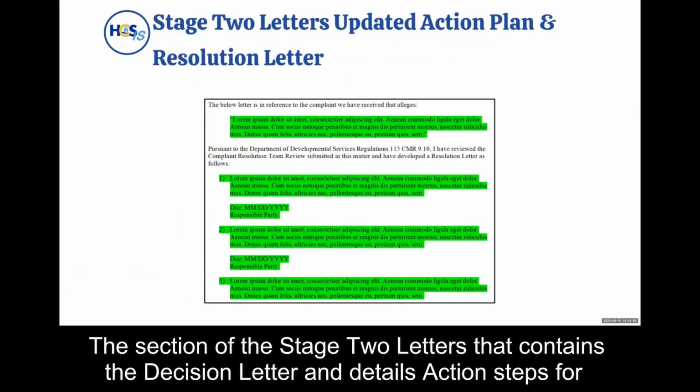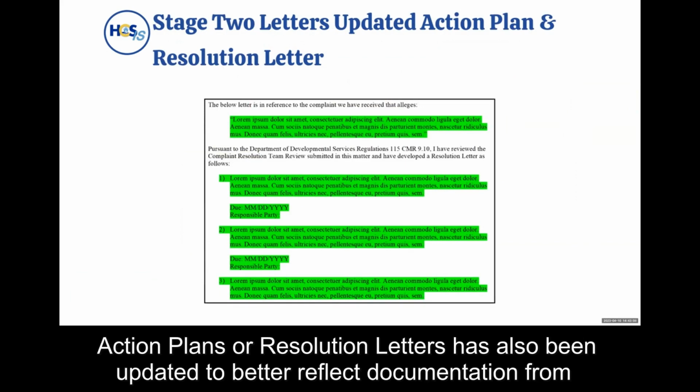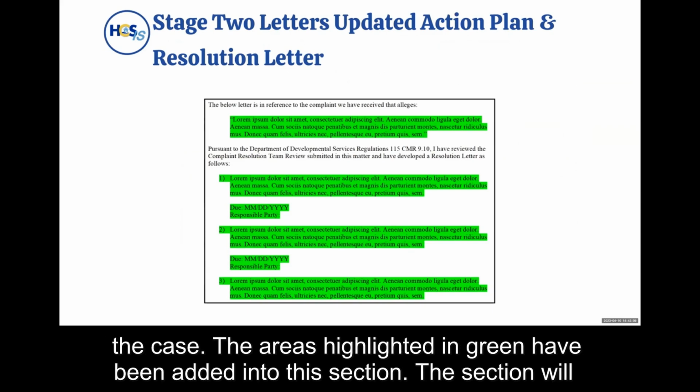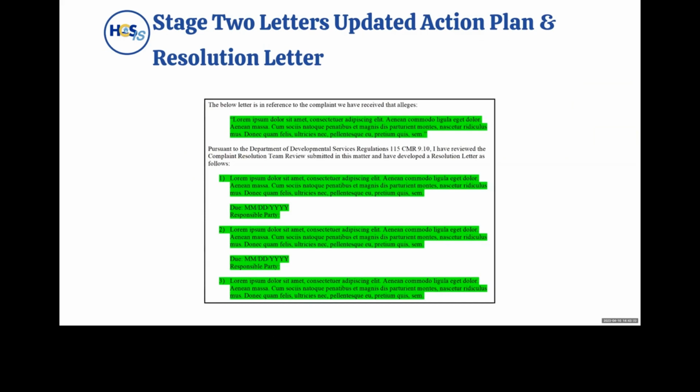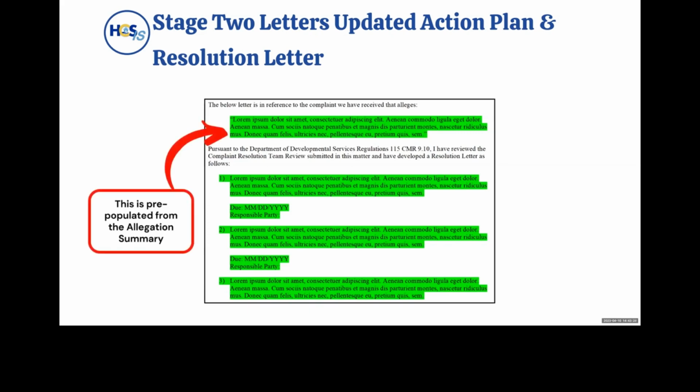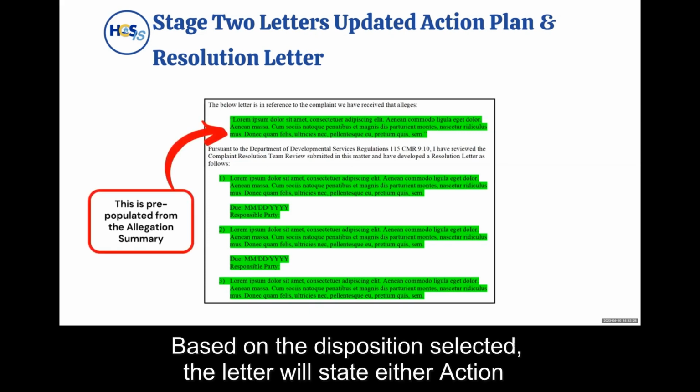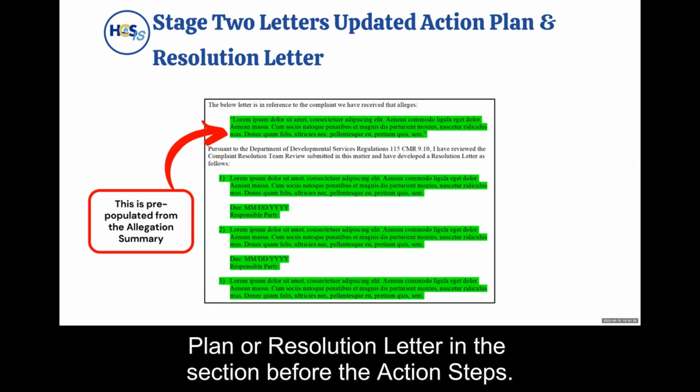The section of the Stage 2 letters that contains the decision letter and details action steps for action plans or resolution letters has also been updated to better reflect documentation from the case. The areas highlighted in green have been added into this section. The section will have the allegation summary listed prior to the action steps for the involved parties' reference. Based on the disposition selected, the letter will say either action plan or resolution letter in the section before the action steps.